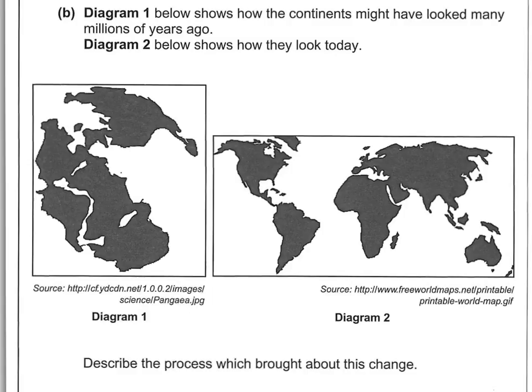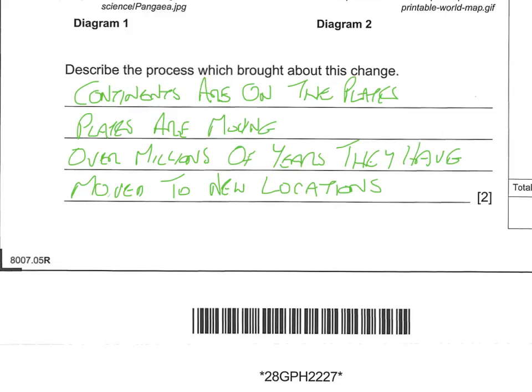And so we explain that the continents that we have are on top of the plates that are moving, and over millions of years the plates have moved to new locations, and that is why we have the same continents in different positions now. Okay, so the continents are actually on the plates that are moving, and over millions of years they have then moved to new locations. And that, as they say, is that.